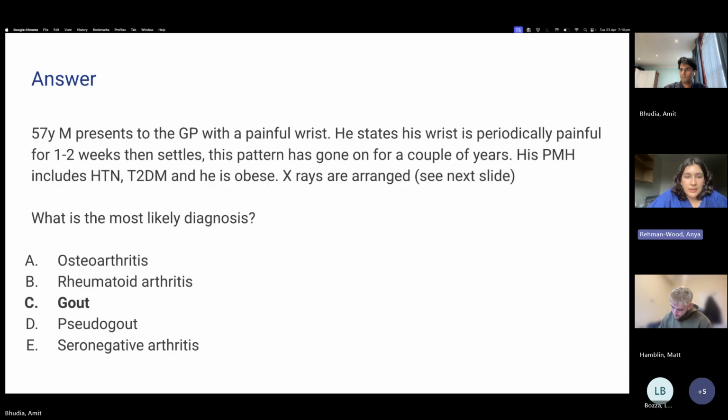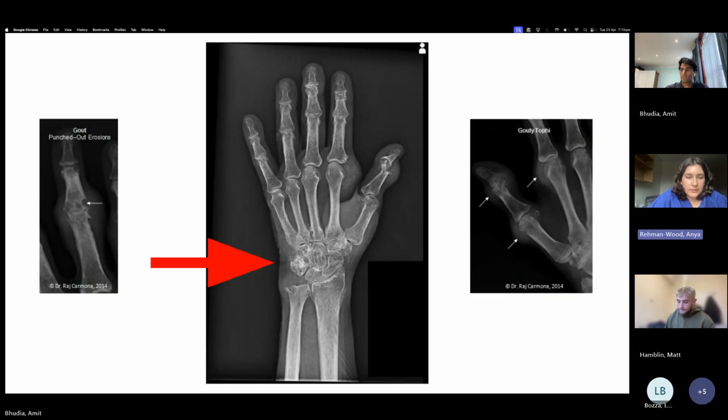Okay, should we have the answer? So this is gout. I think this is quite a straightforward question. It's got a lot of the risk factors. If we go to the next slide, we've got some of the X-ray findings. So the main ones, you see this joint effusion, which I think is what this arrow is pointing at. The joint spaces are usually quite well preserved, but you get these characteristic erosions that are on the left of the screen. And if it's a chronic long-term condition, you get these gouty tophi, which are these soft tissue swellings we can see on the right side.